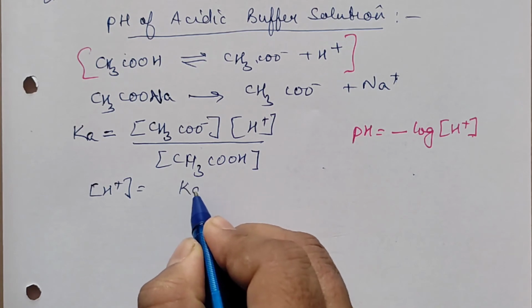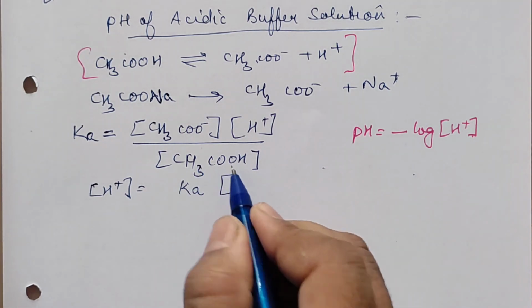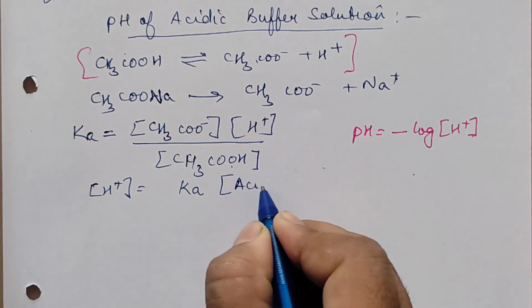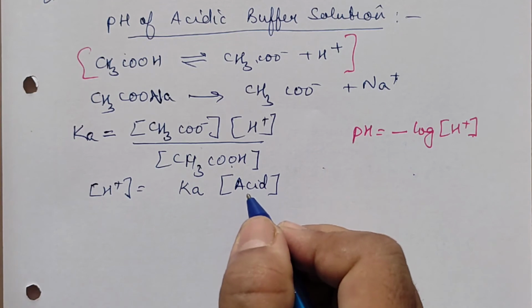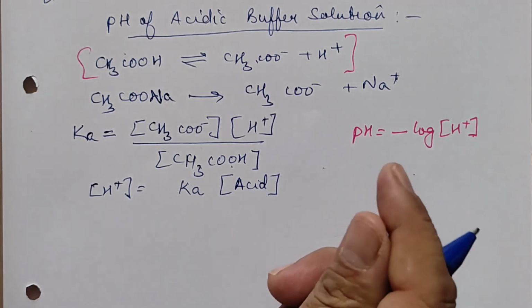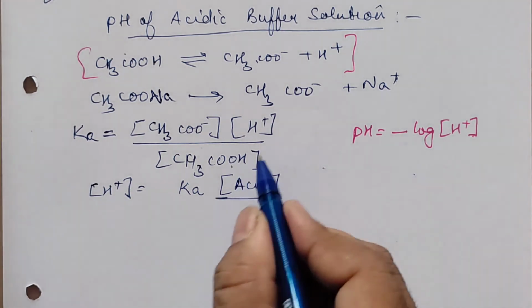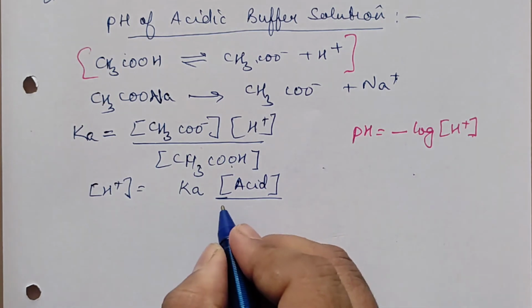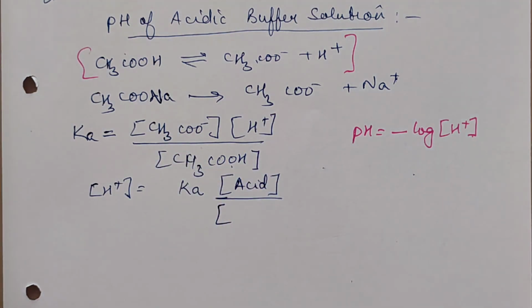We can write Ka multiplied by, instead of acetic acid, we can write acid, because any buffer can be taken, not necessarily always acetic acid. We can take any weak acid. So whatever buffer we have taken, whatever is the weak acid, its concentration, divided by concentration of acetate ion. Now just see, this is quite important.